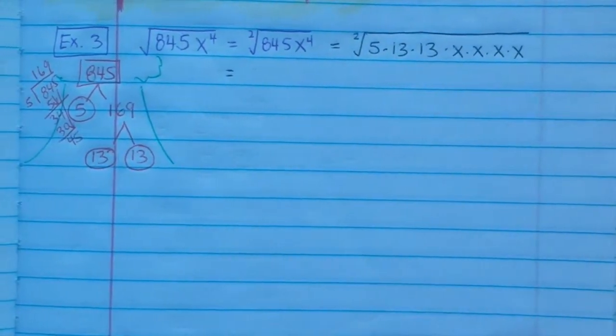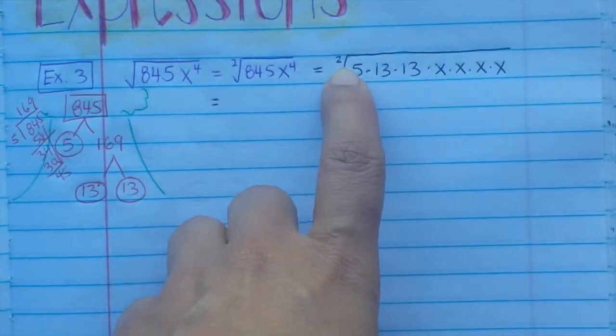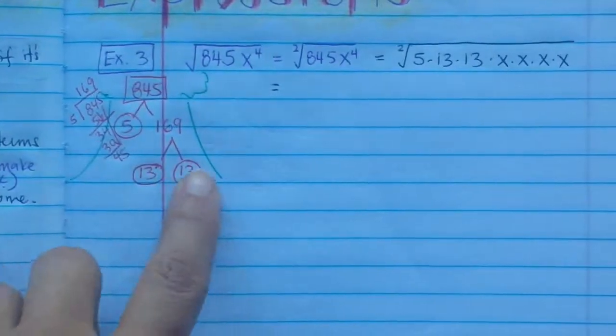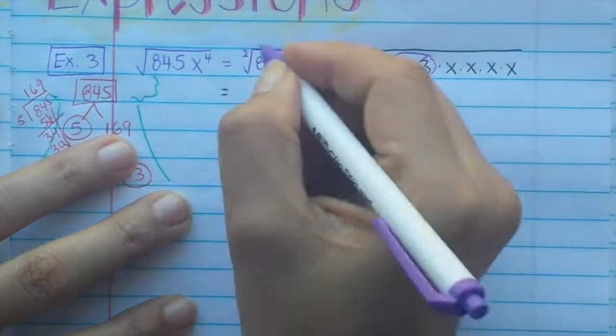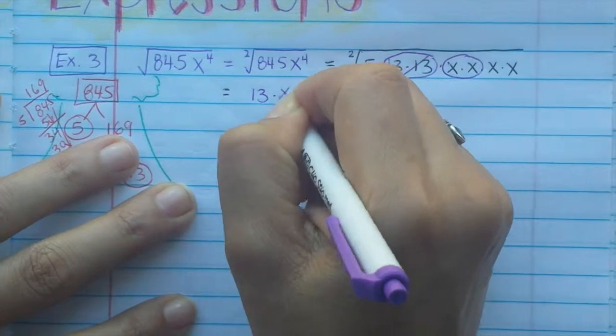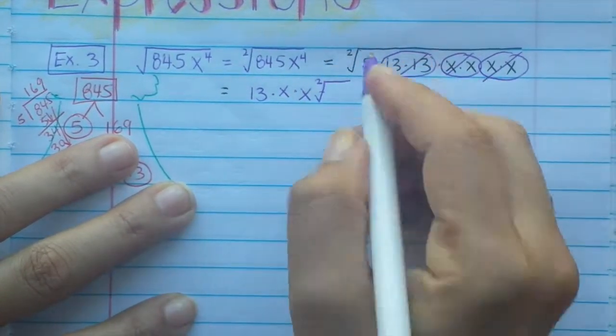Alright, again, now we're taking books of 2. So I need to break down the number as well. How many do you need to make a book? I need 2. Take each book out of the library one at a time. So I'm going to circle the 2 13s. That makes 1 book, so 1 book outside. That's an x outside and another x outside. What's left inside? Just the 5.